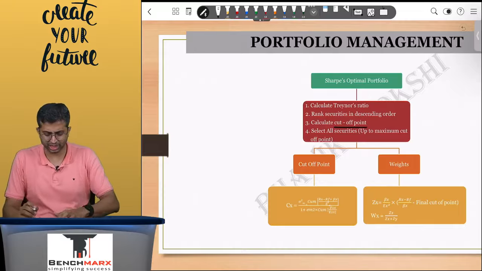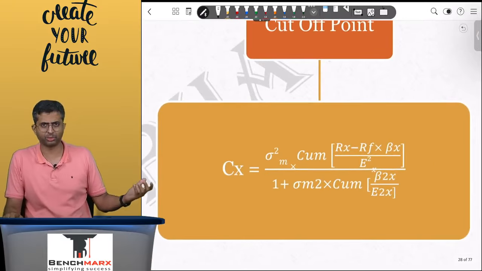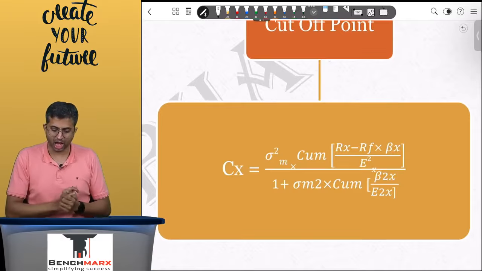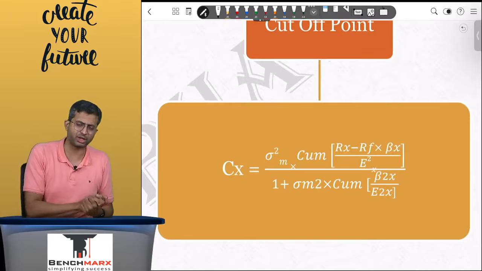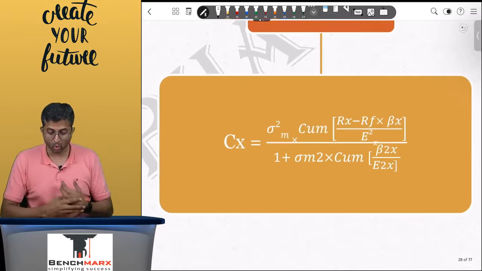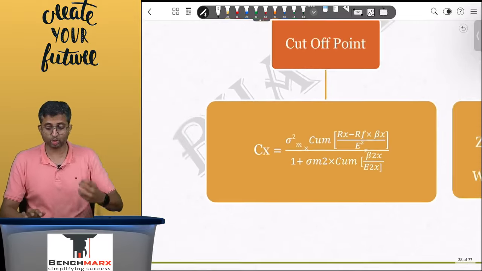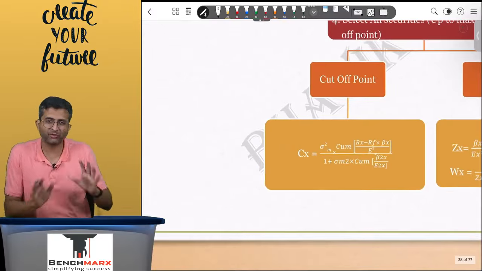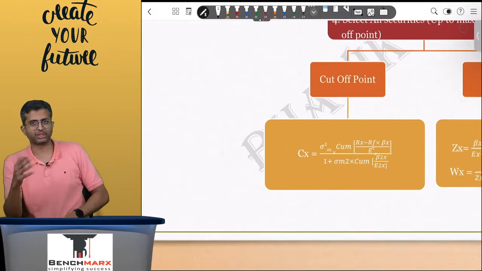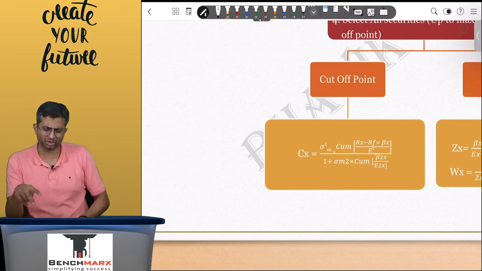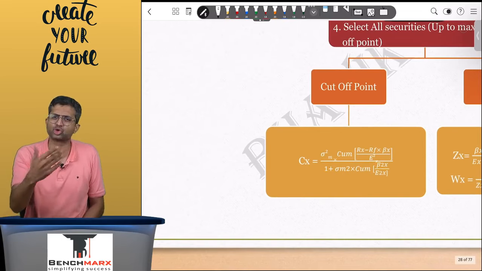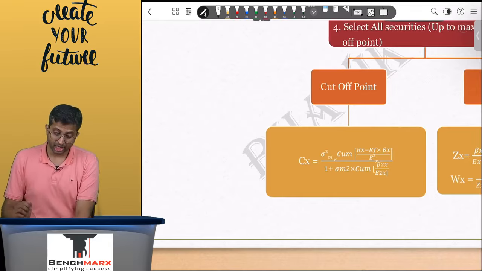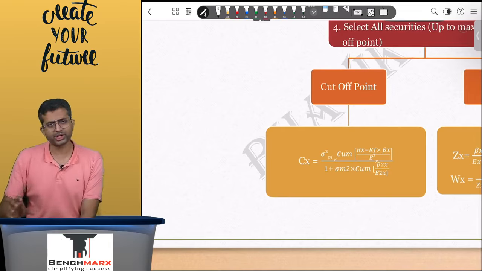Now cutoff point is calculated by a slightly complicated formula, that is variance of market into the cumulative of (Rx minus Rf) upon the unsystematic risk into the beta, upon 1 plus the variance of the market into cumulative of beta squared of x upon the unsystematic risk. Now if you have not done this earlier, forget it. You will need some practice on this. We have done 2 sums on this in our material. If you have done this, just go through those and proceed. Otherwise it's fairly complicated. Calculate cutoff points at each level.